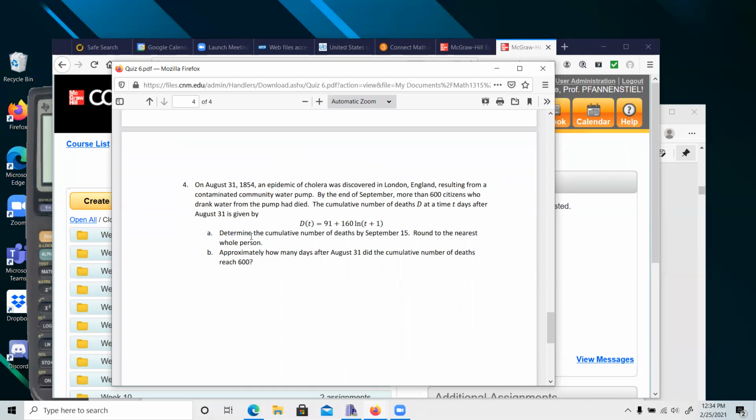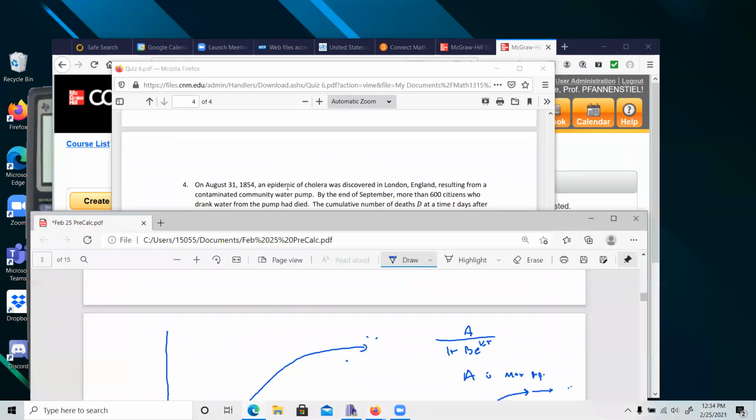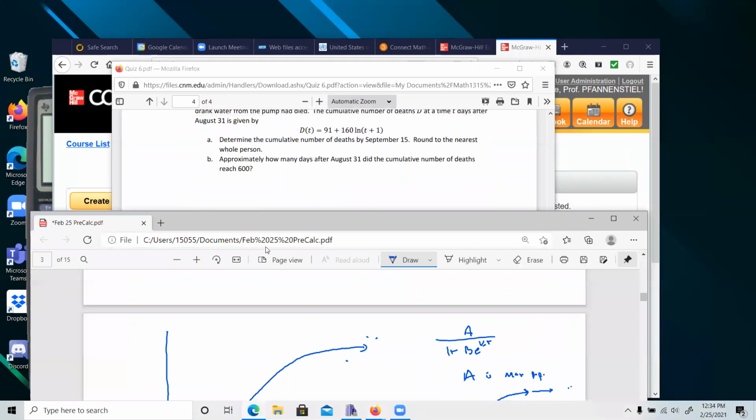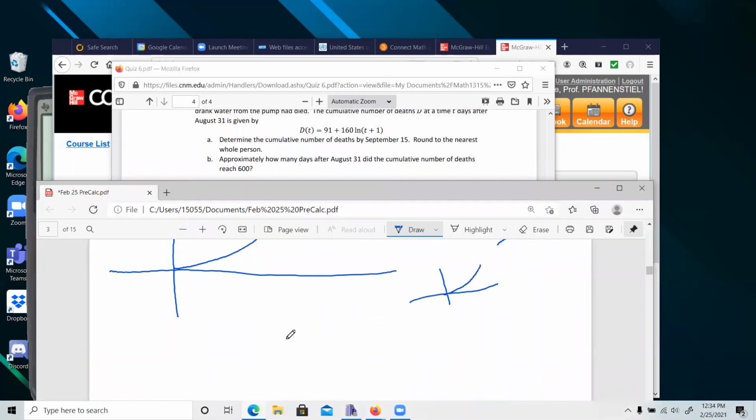Okay, determine the cumulative number of deaths by September 15th. Well, how many days? I tried to make this easy. How many days after August 31st is September 15th? That's going to be 15 days. Okay. And I don't know if our book has this problem. I think it does, because I think that's where I stole it from. I don't think it was given to you as homework, but it was in our book.